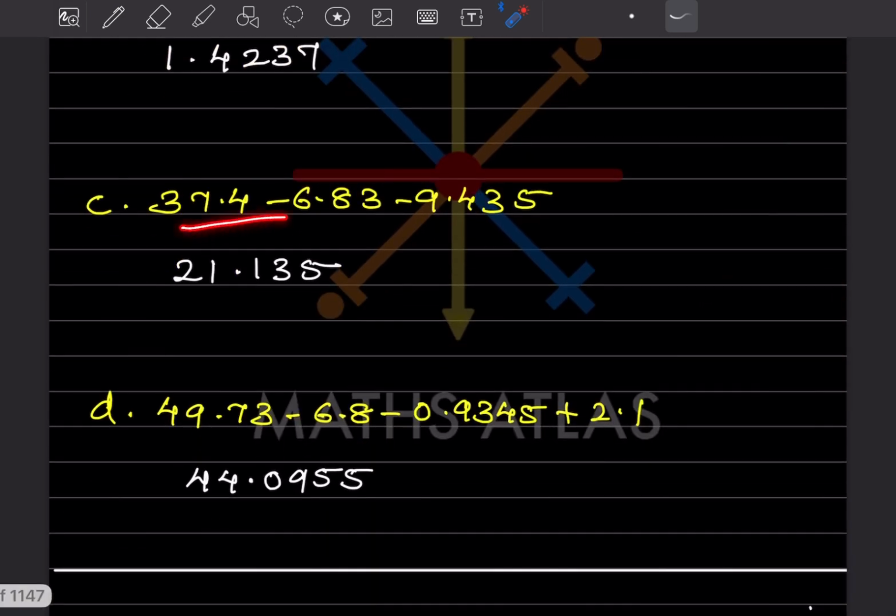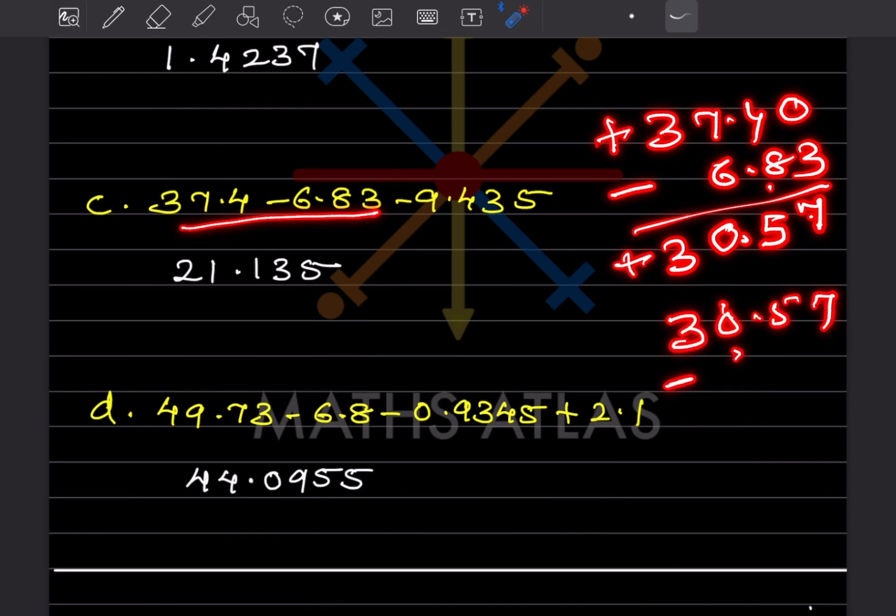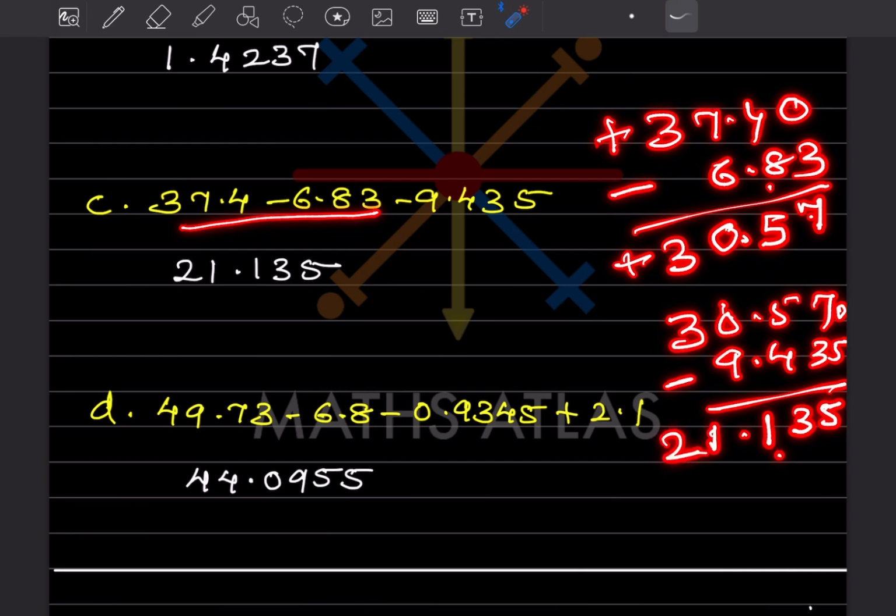Again for this one, we can see here 37.4 minus 6.83. So we can put 1 zero here. So this is going to be 7. So here will be 9 and this will be 5 here. So this will be 0. This will be 30.57. So this is actually plus. So now this also is plus. So 30.57 minus here 9.435. You can put 1 zero here. So that is going to be 5. Here will be 3. Here will be 1. And this is going to be 21.135. So this is the answer.